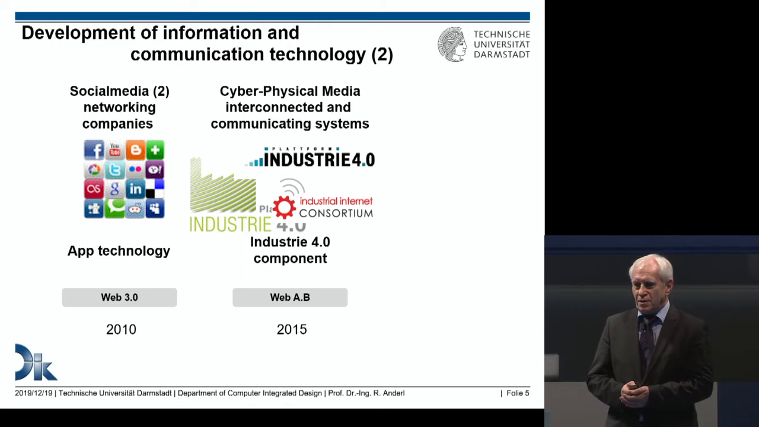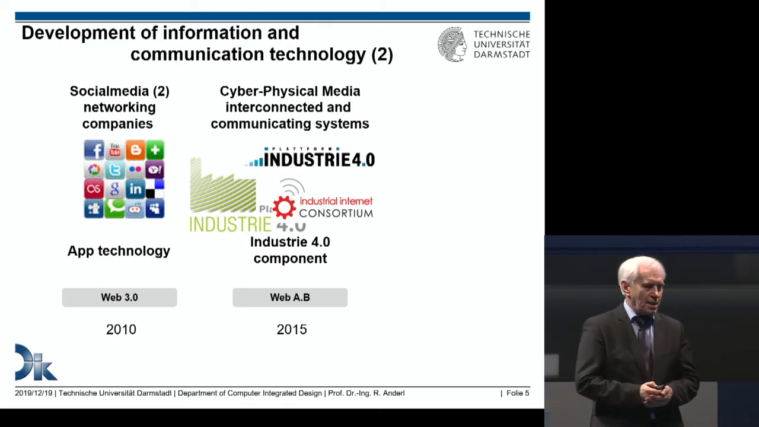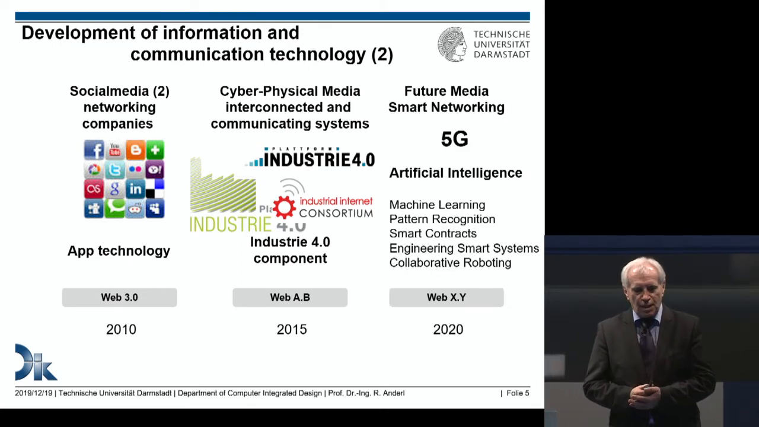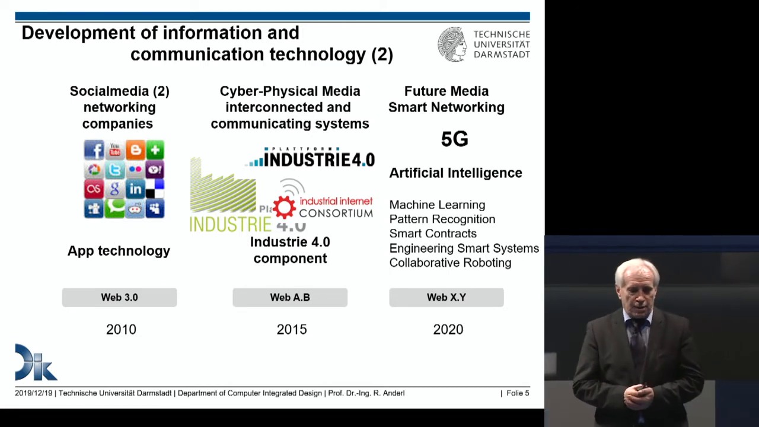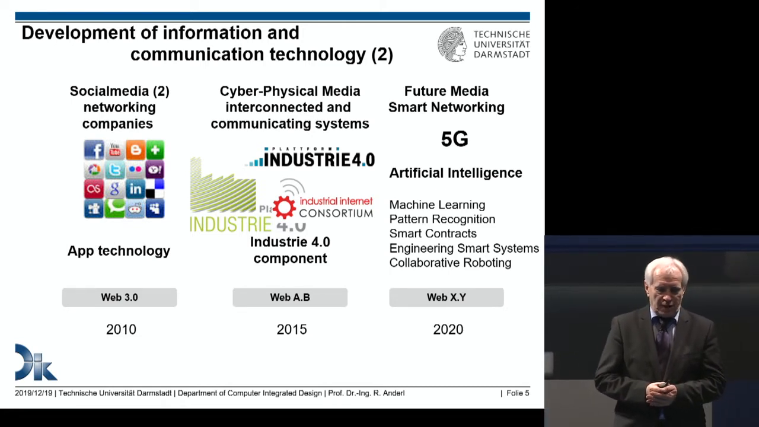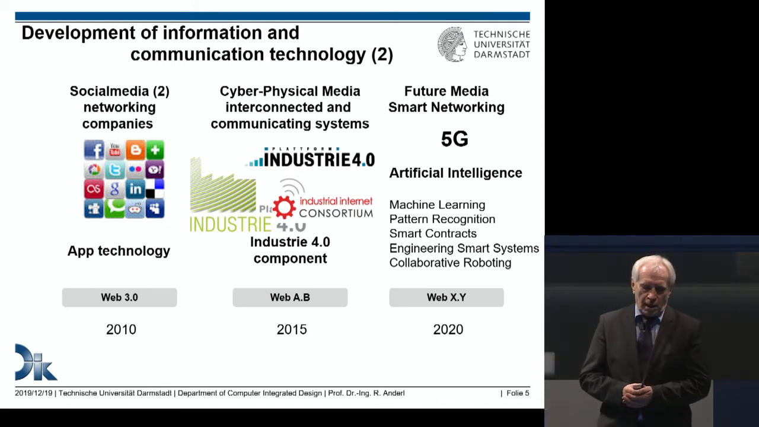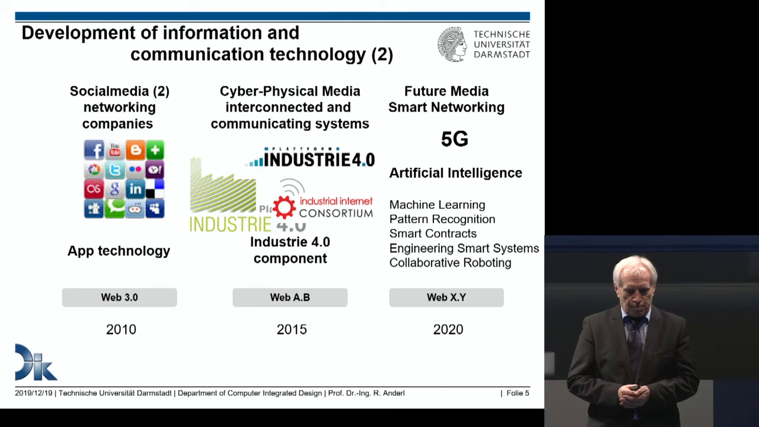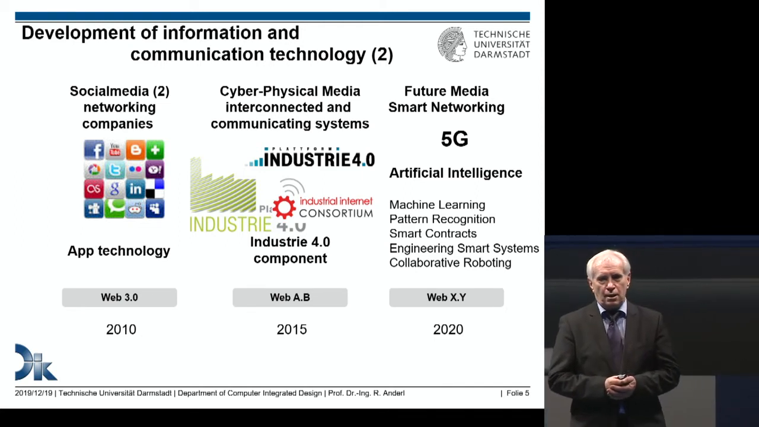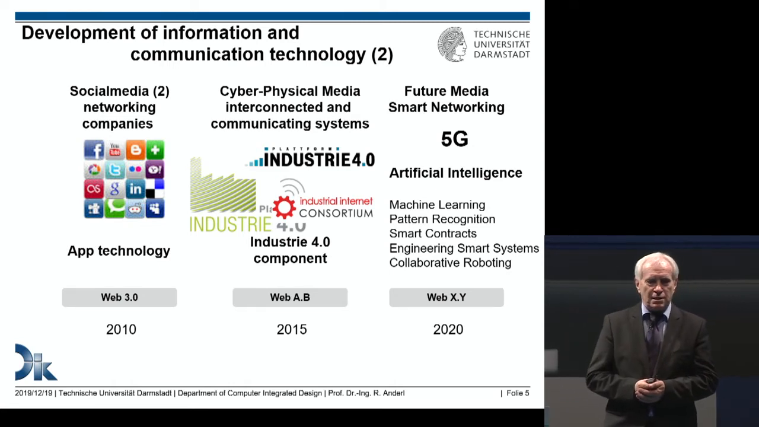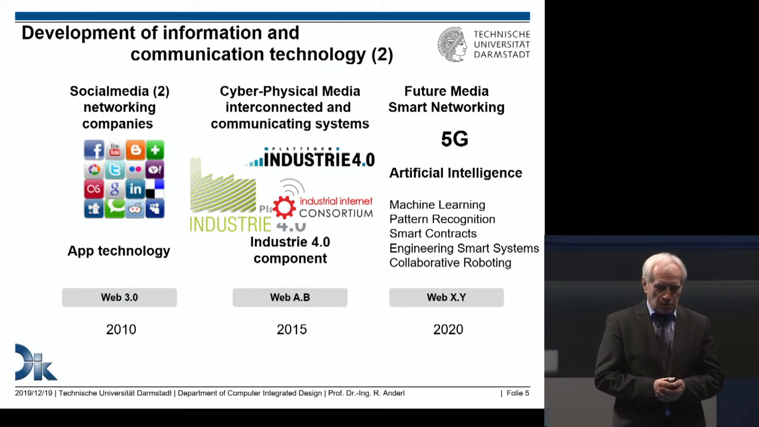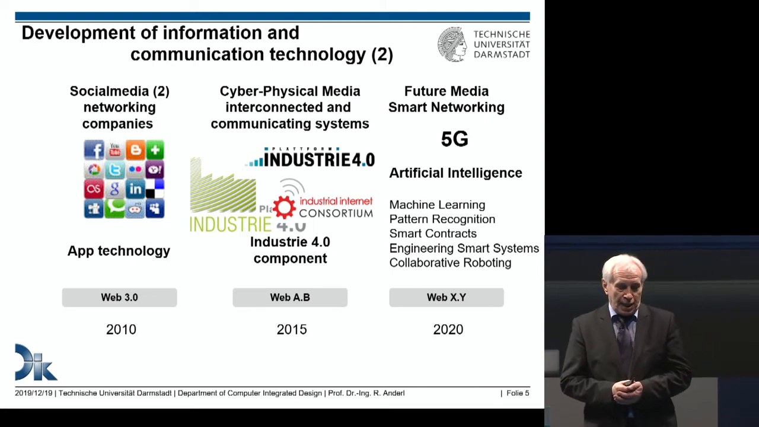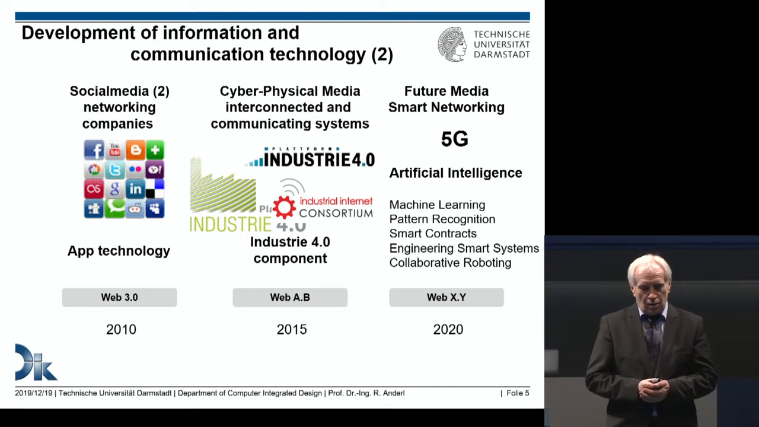It's always difficult to predict the future. However, what we see is we are entering into an era of smart networking. 5G is coming, and also artificial intelligence is being implemented in many of our approaches, such as machine learning, pattern recognition. What is very interesting is the introduction of so-called smart contracts, but also engineering smart systems and collaborative robotics.